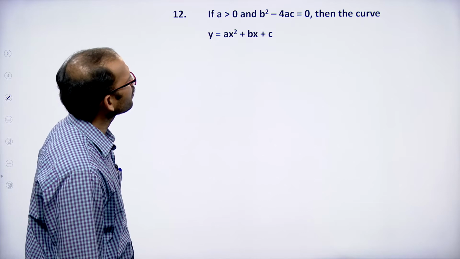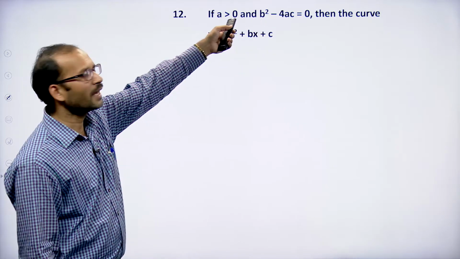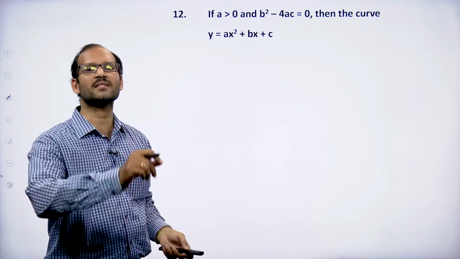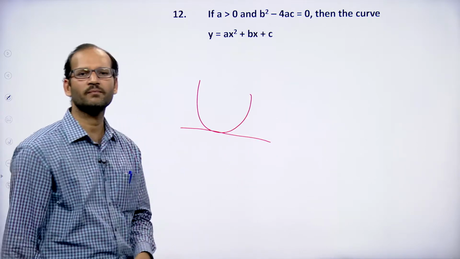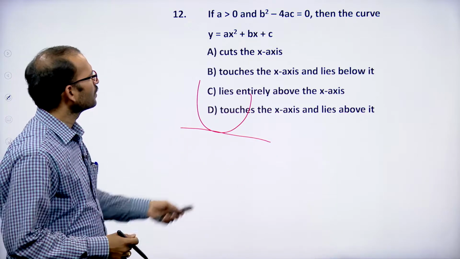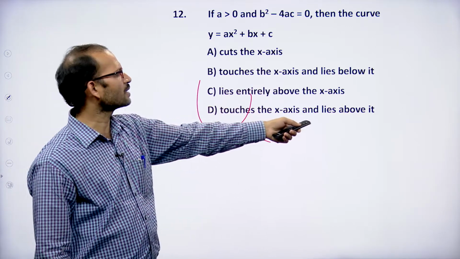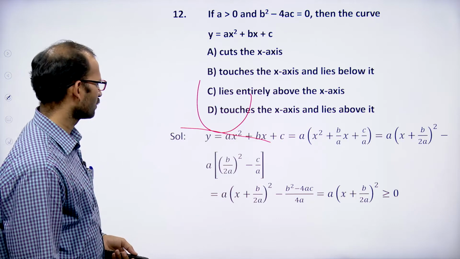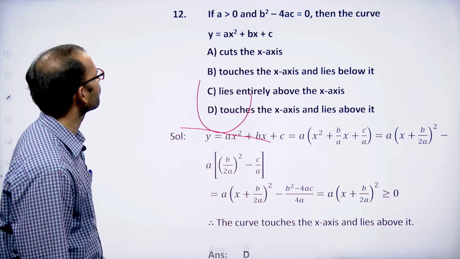Next, b square minus 4ac equal to 0. As discussed earlier, for a greater than 0 the curve opens upwards, and when b square minus 4ac is equal to 0, the graph touches the x-axis. That's it, simple. It touches the x-axis and lies above it. The explanation is given: the curve touches the x-axis and lies above it.